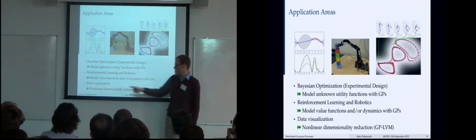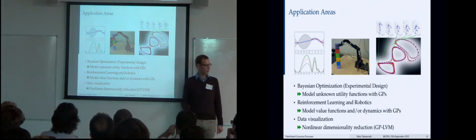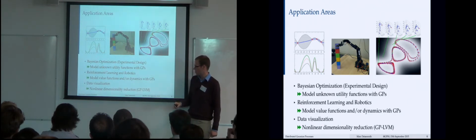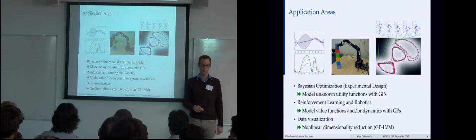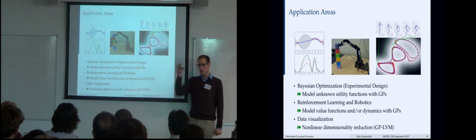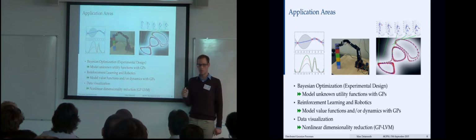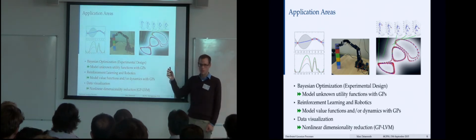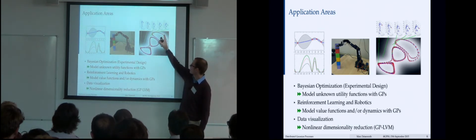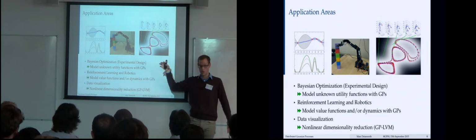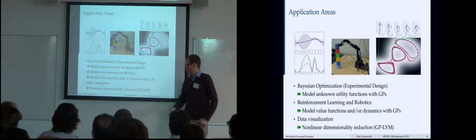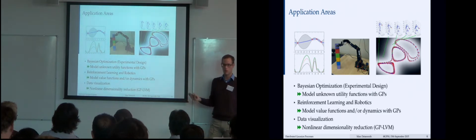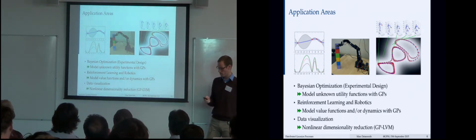Or data visualization. I'm not sure whether Neil would coin it as data visualization, but the GPLVM is an extremely useful tool for data visualization if you have a latent space that is two-dimensional, which can be used for plotting, for example, motion capture poses in a two-dimensional space. So very useful applications. There are more applications; these are just 3 of them.